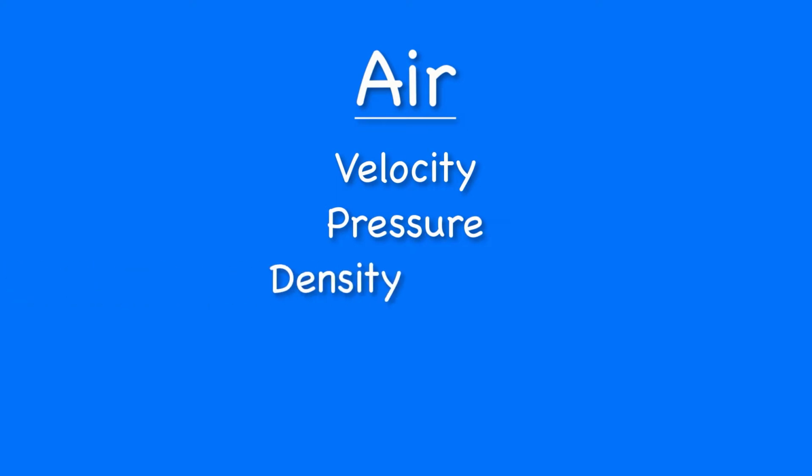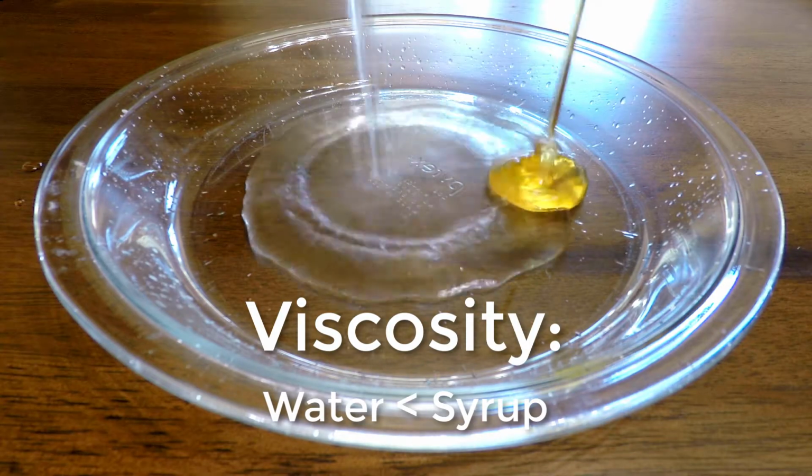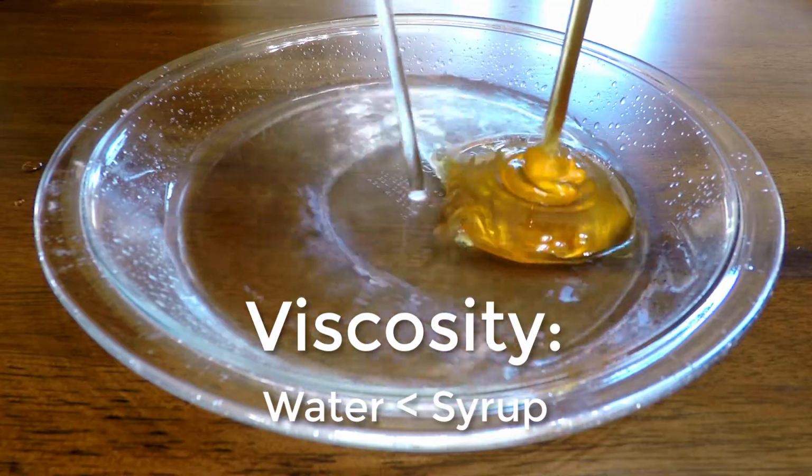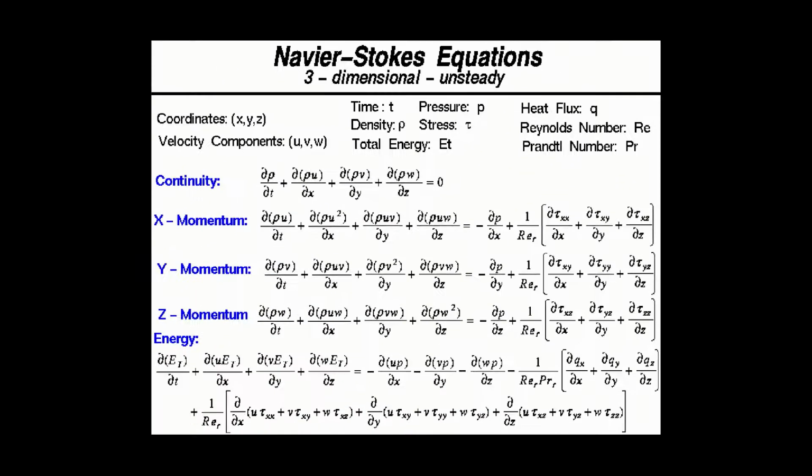In air, we need to consider velocity, pressure, density, temperature, and viscosity all at the same time. Air viscosity is like the stickiness of air molecules. For example, water has a lower viscosity compared to syrup. If one air molecule moves, then the air molecules surrounding it will follow. If you describe the relationship between these 5 things, we get the Navier-Stokes equations.